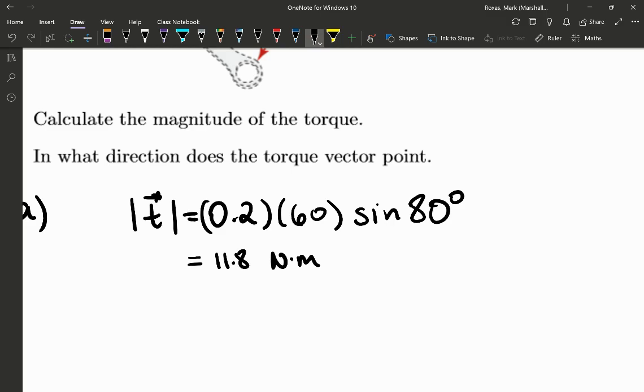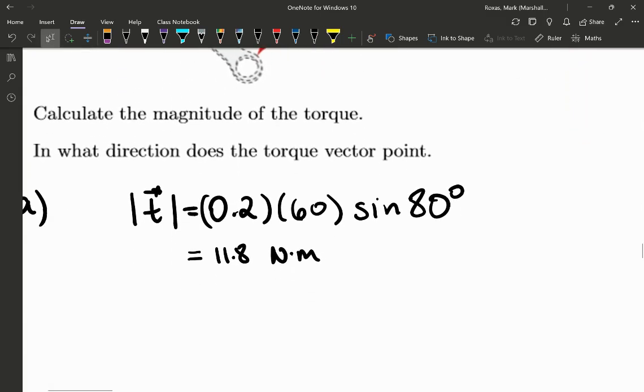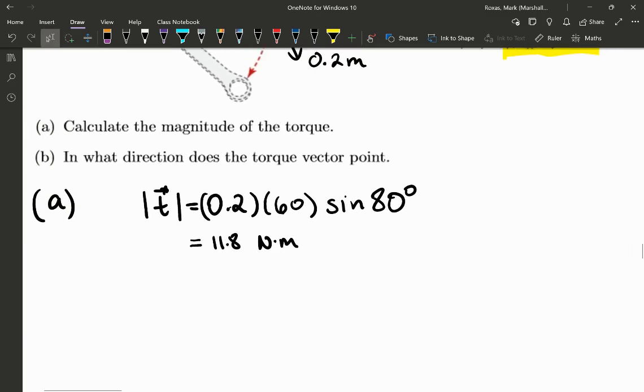The reason I converted the centimeters to meters is that we're using SI units, the international standard units, and the unit for torque is the newton meter.